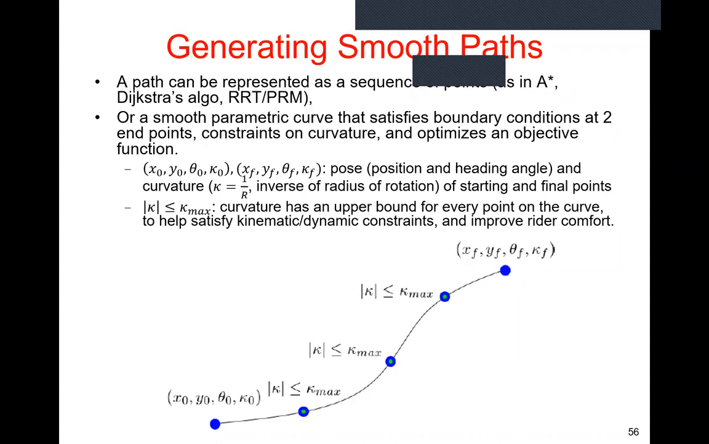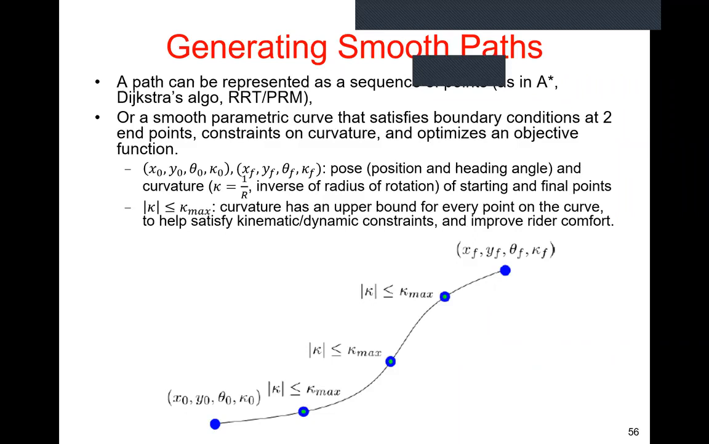Now let's move to the topic of generating smooth paths. A path can be represented as a sequence of points, such as A star, Dijkstra, and RRT, PRM. Or it can be represented as a smooth parametric curve that satisfies boundary conditions at two endpoints and also constraints on curvature and an optimized objective function.